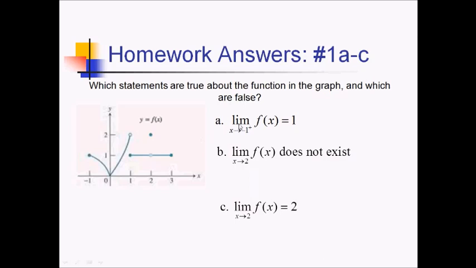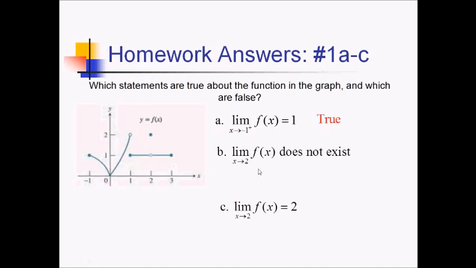So for part A, limit as x approaches -1 from the right side equals 1 is what they're saying here. So we take a look at the x value -1, and as we approach that from the right side like so, are we heading toward the y value 1? Well, we are, so this is true.